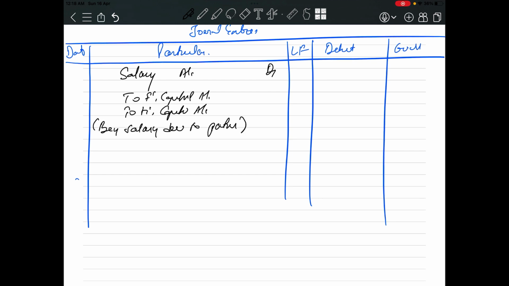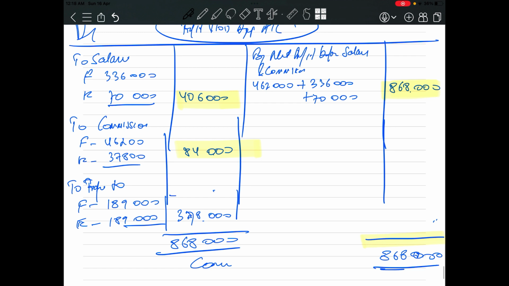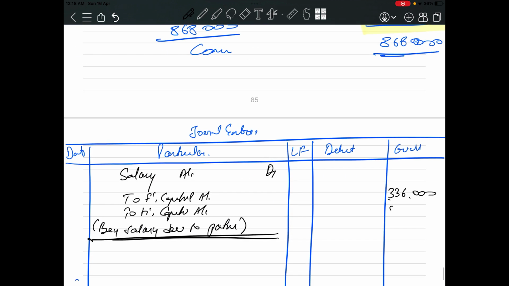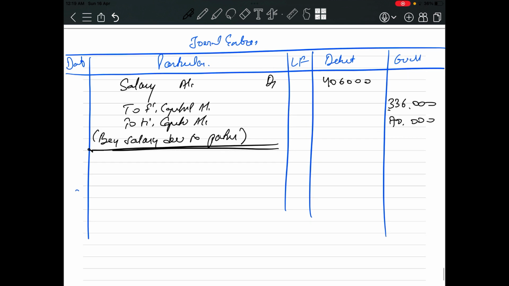Now see, we have simply transferred it to capital account. We have not paid the salary in cash. This is the reason why we transfer it to the credit of partners' capital account. We have increased the capital balance, not paid it in cash. So what is the amount we have calculated? 3,36,000 and 70,000. What is the total amount? 4,06,000. This is the first entry.